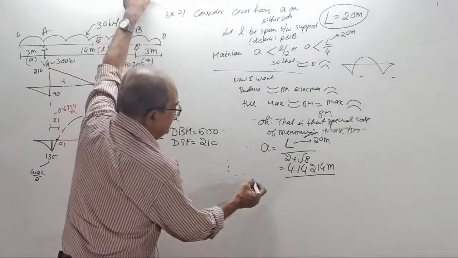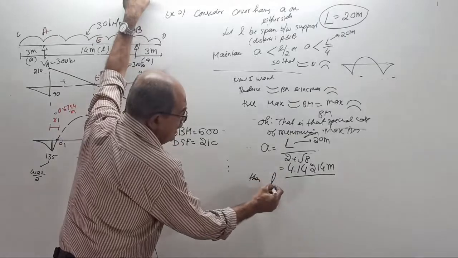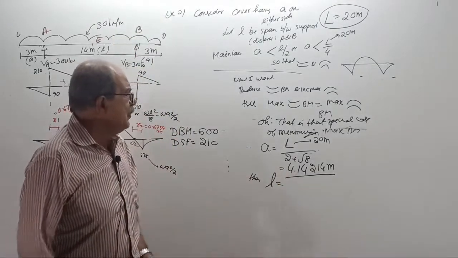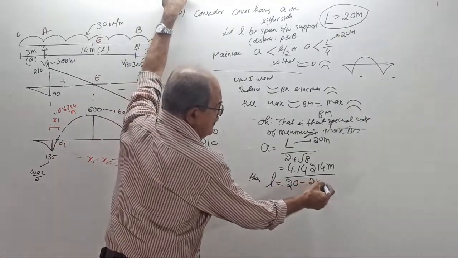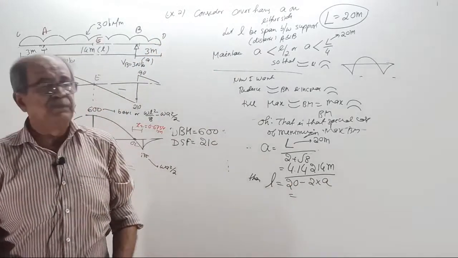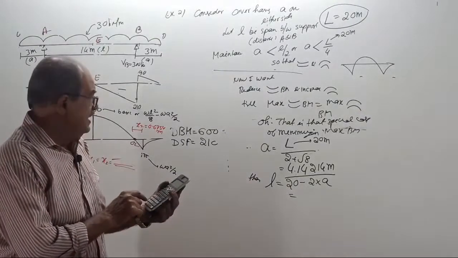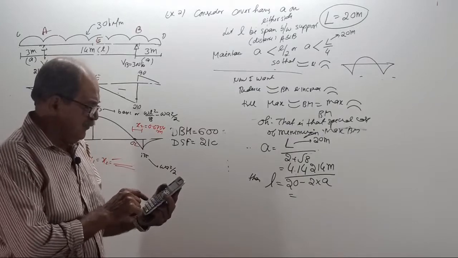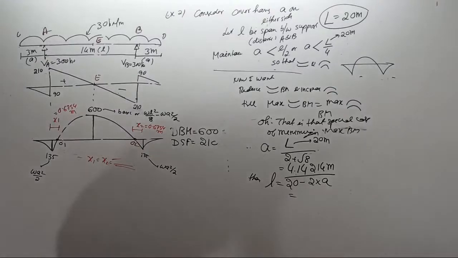Let us check the answer. Then your L will be how much? Tell me. This you have to tell. If overhang is 4.14214, your L will be 20 minus 2 times A. Answer. Your span length between supports should be 20 minus, give the answer, full number. 20 minus 2 times 4.14214. 11.71572. Correct?